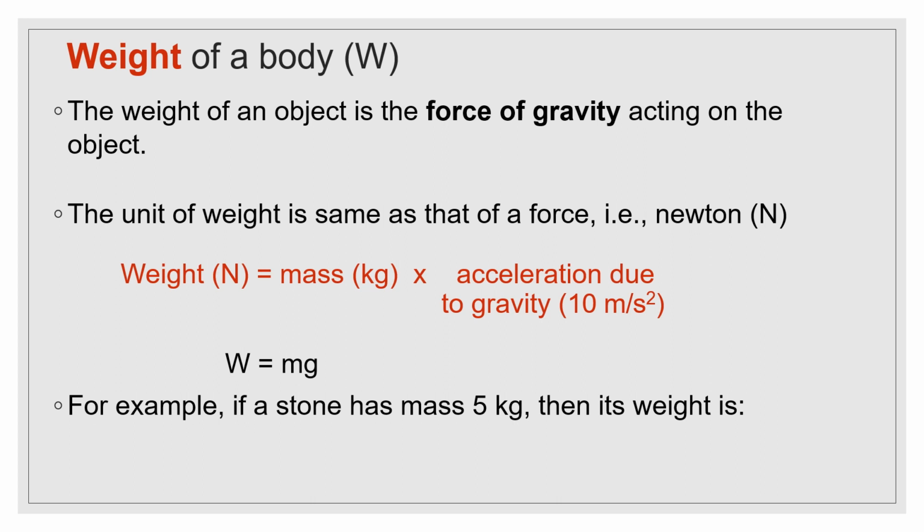For example, if a stone has a mass of 5 kilograms, then its weight is going to be W = mg, which gives 5 kilograms times 10 meters per second squared, which is 50 newtons. So this is how we can obtain the weight of a body when we know its mass.